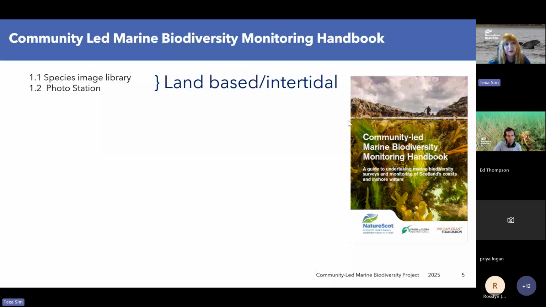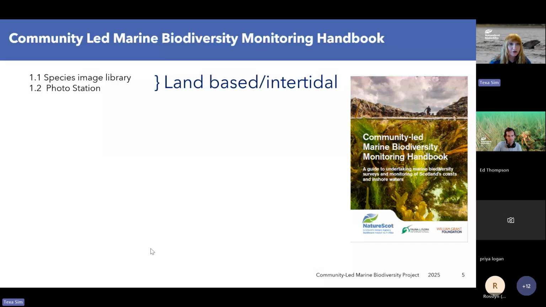Your photo station, the other method in this category, is really good for documenting changes to your intertidal or your shore zone. It's basically sticking up a camera in the same place and taking a picture of that particular location through time. So it's really, really good for documenting seasonal changes and longer term changes as well. So that's quite a nice and relatively easy method to use. And it's land-based or intertidal.